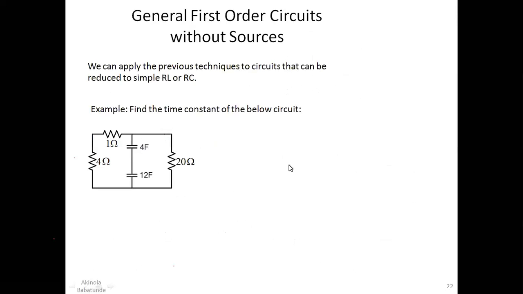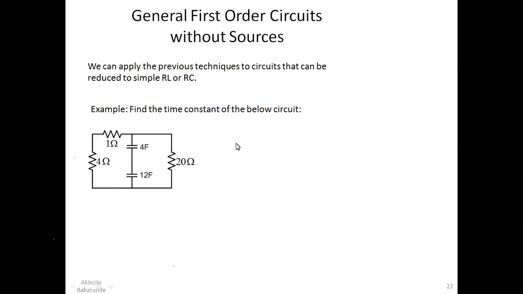Now let's talk about general first order circuits without sources. General first order circuits that do not have sources. All right. Now we can apply the previous techniques to circuits that can be reduced to simple RL or RC circuits. So here is a simple example to deal with that. Find the time constant of the circuit below.